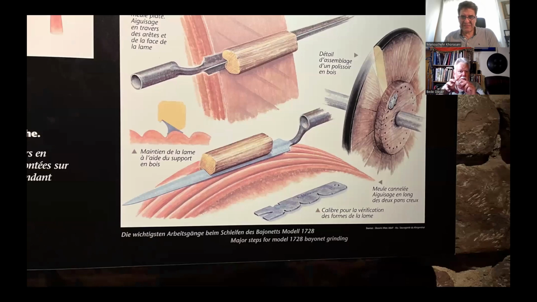Get the diameters of the arrow at various stages exactly right. So this is universal. So people say working on the major steps for model 1728 bayonet grinding. And they had all these tools in the collection, these wooden parts. Do you remember?